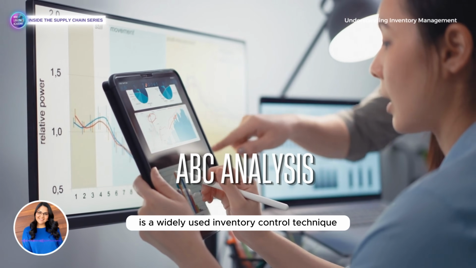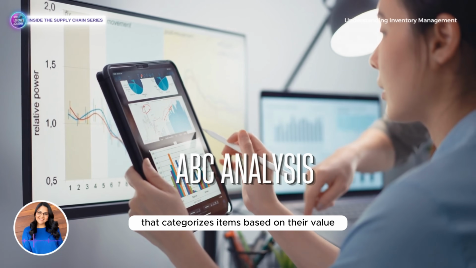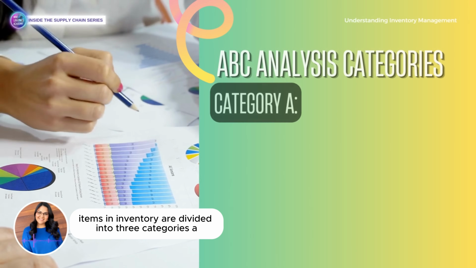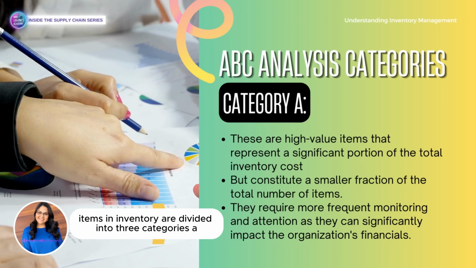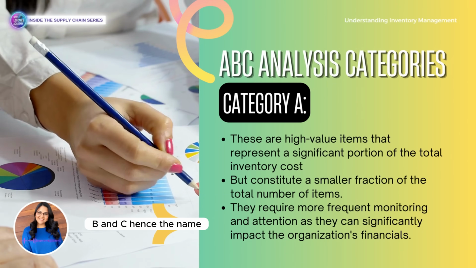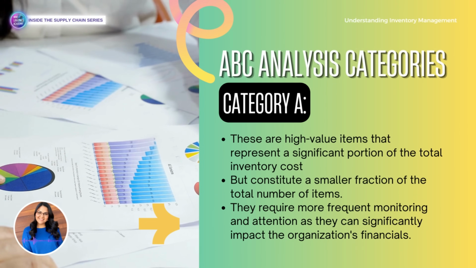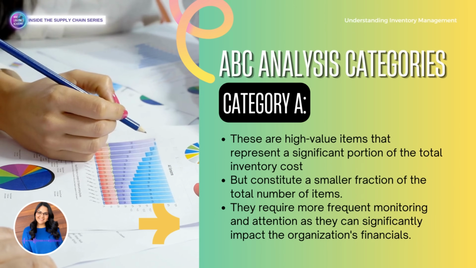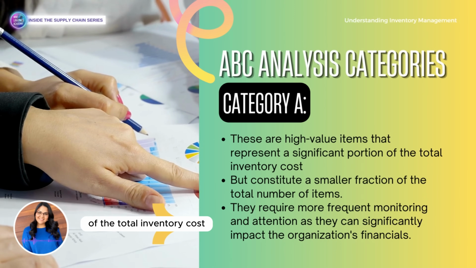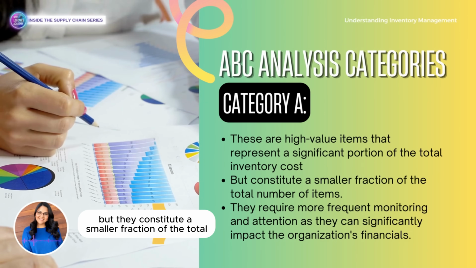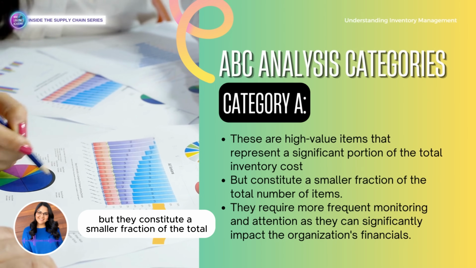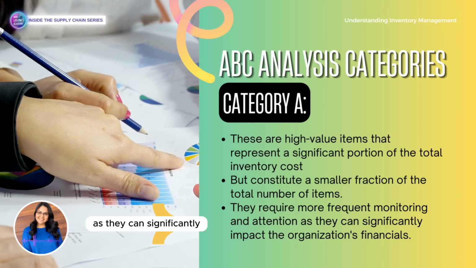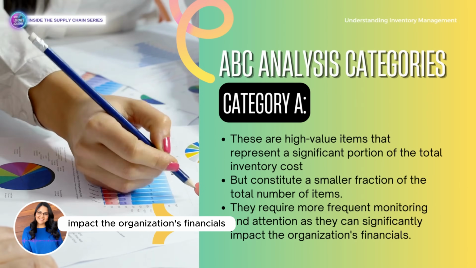ABC analysis is a widely used inventory control technique that categorizes items based on their value and importance to the business. Items in inventory are divided into three categories: A, B, and C, hence the name ABC analysis. Category A items are high value items that represent a significant portion of the total inventory cost, but they constitute a smaller fraction of the total number of items. They require more frequent monitoring and attention as they can significantly impact the organization's financials.